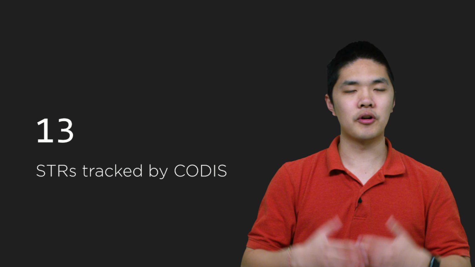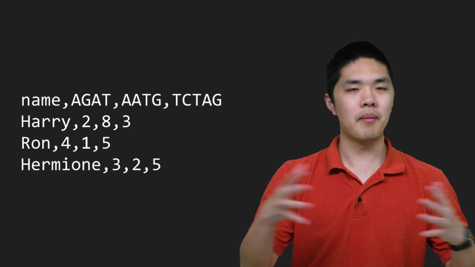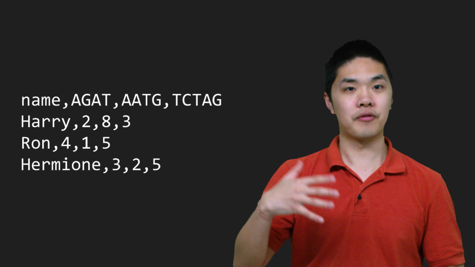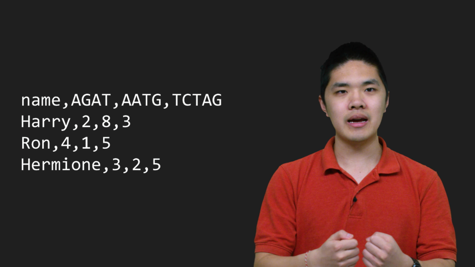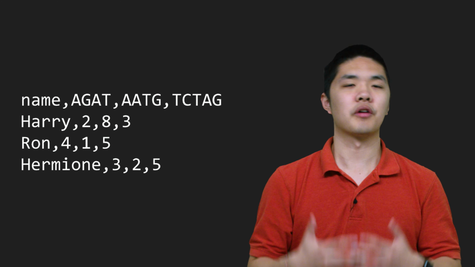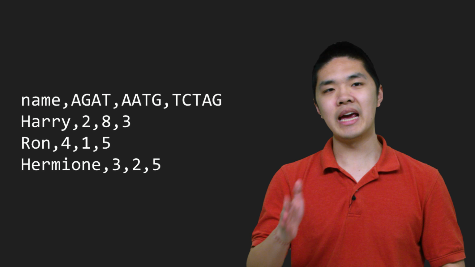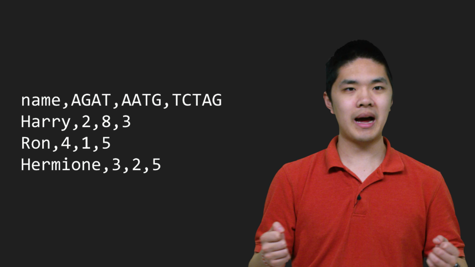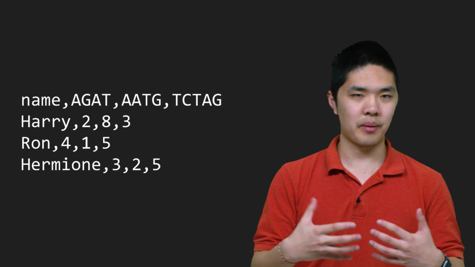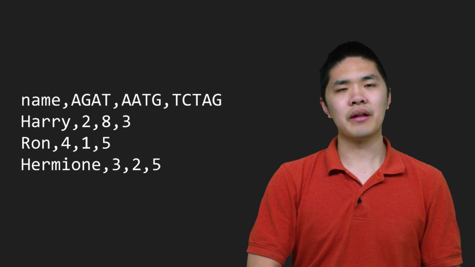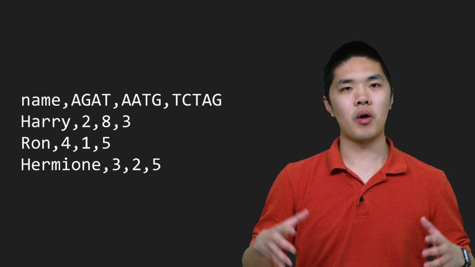For example, we give students a DNA database in the format of a CSV file, a comma-separated file where there's one row for every person and one column for every sequence of DNA that repeats a certain number of times. So for this sample input, you would interpret this as meaning Harry has the subsequence AGAT repeated twice back-to-back somewhere in his DNA. He has the sequence AATG repeated 8 times, and then has the subsequence TCTAG repeated 3 times consecutively somewhere inside of his DNA.